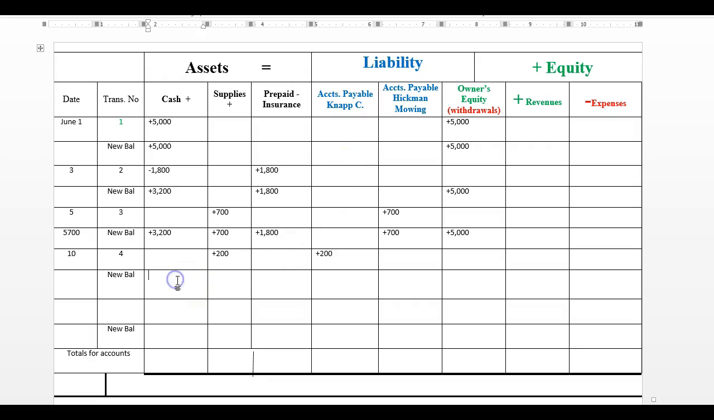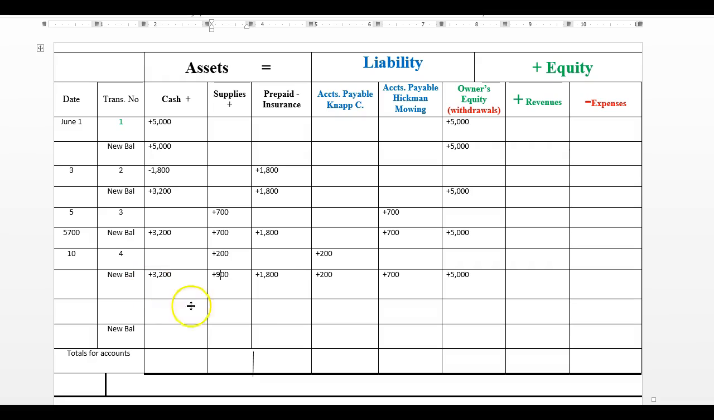Now what's the next step? Perfect. We rebalance. Bring down the balance in cash. That was not affected. Now we have more supplies. So we have to add the $700 plus the $200 that we just purchased to give us $900 in supplies. We still have the $1,800 in prepaid insurance, but now we owe Knapp Company. We still owe Hartman Mowing because we have not paid them, and now, of course, we still have our capital. So let's see if our sides of the account balance. Tell me how we're going to balance it. What are we going to add?